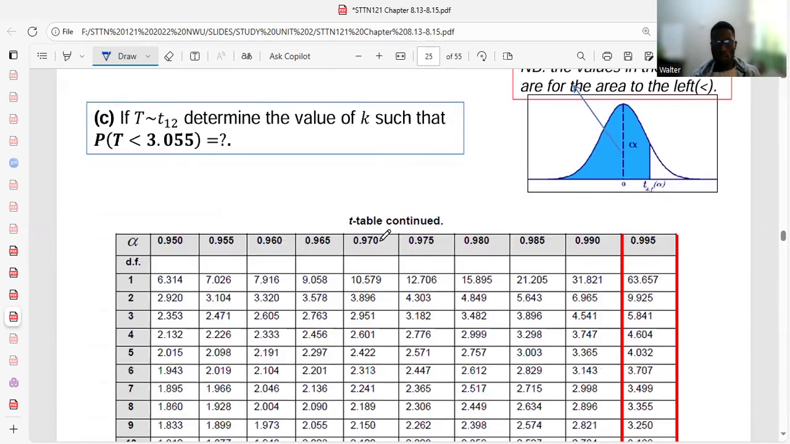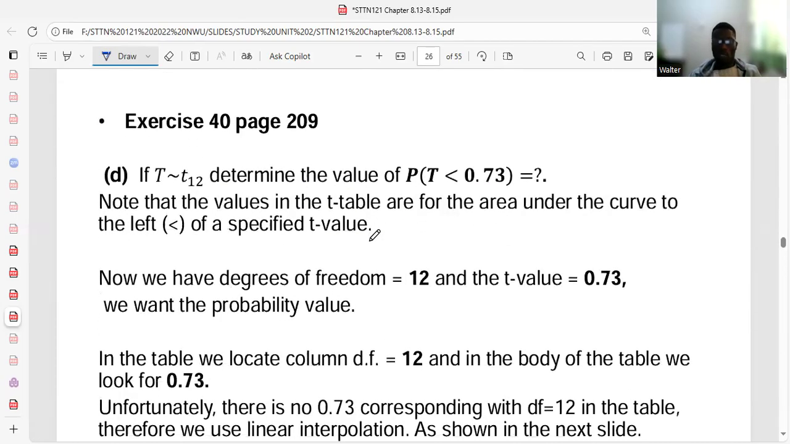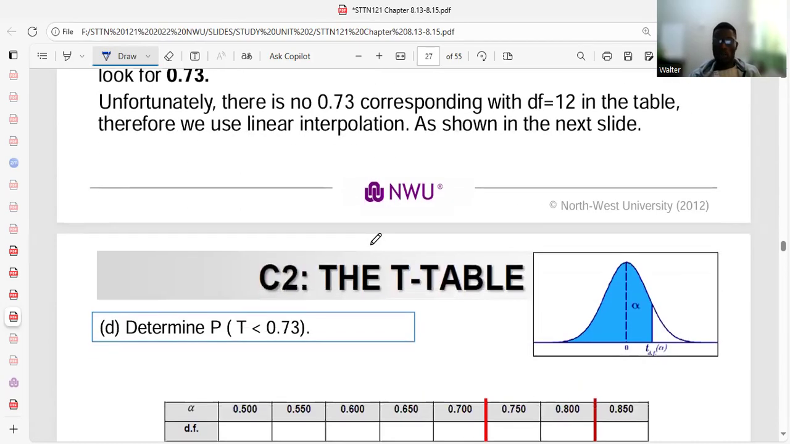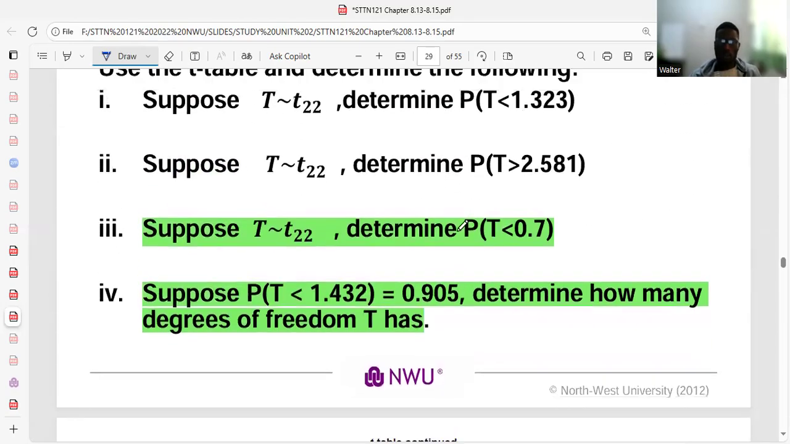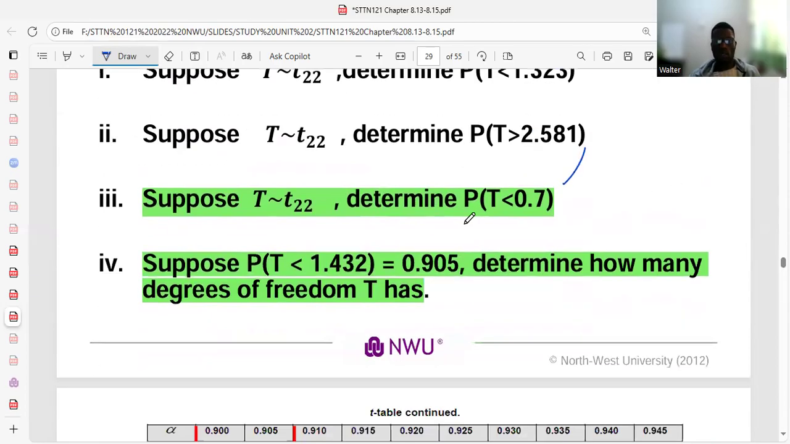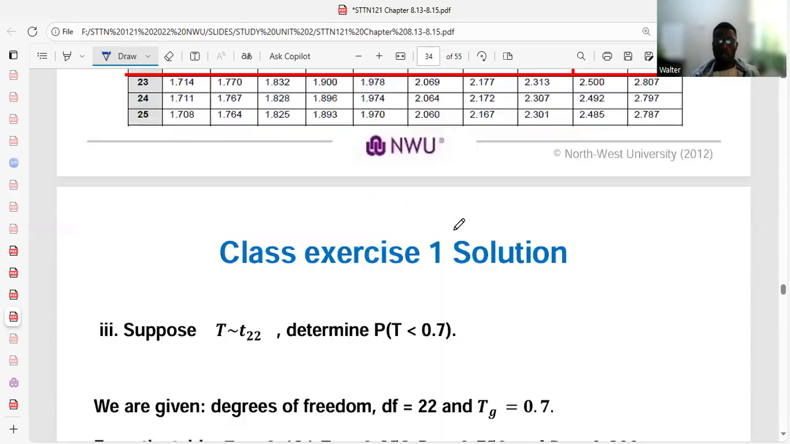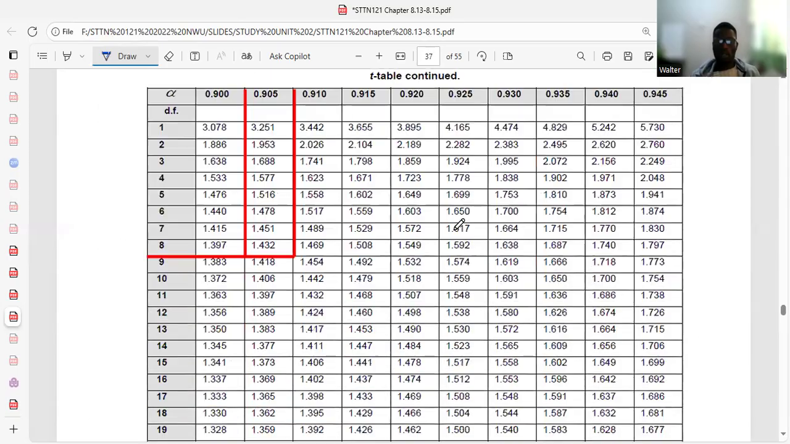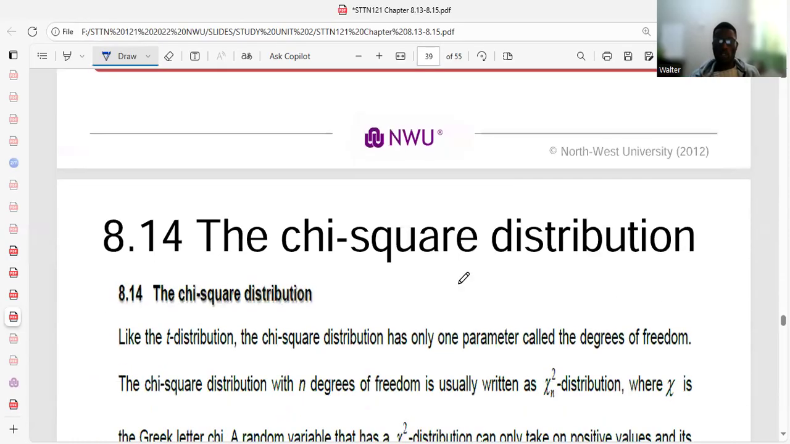So if you guys are struggling, you can ask questions, send me a message and ask. So we are done with the student T. Even this one, I believe that you can do, interesting questions. And now we're on the chi-square. We're done with the student T, we're on the chi-square.